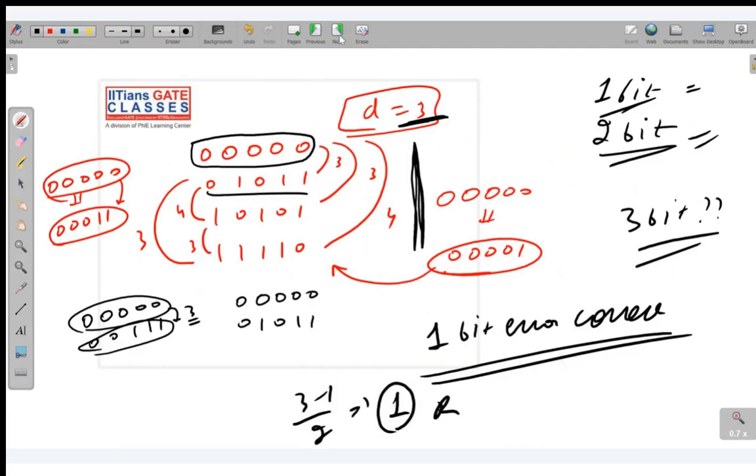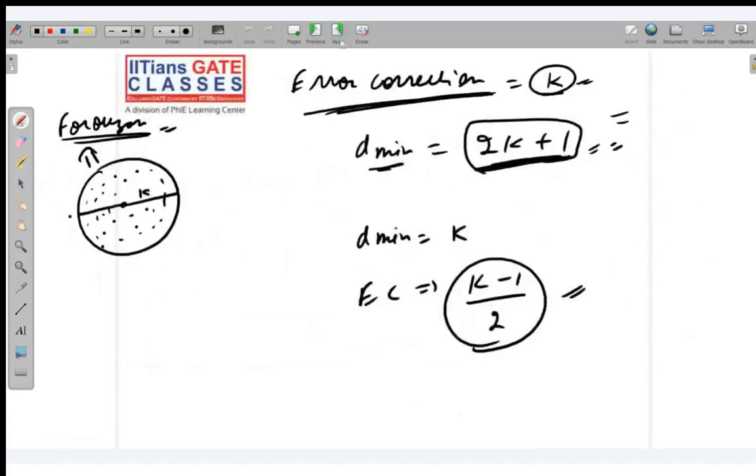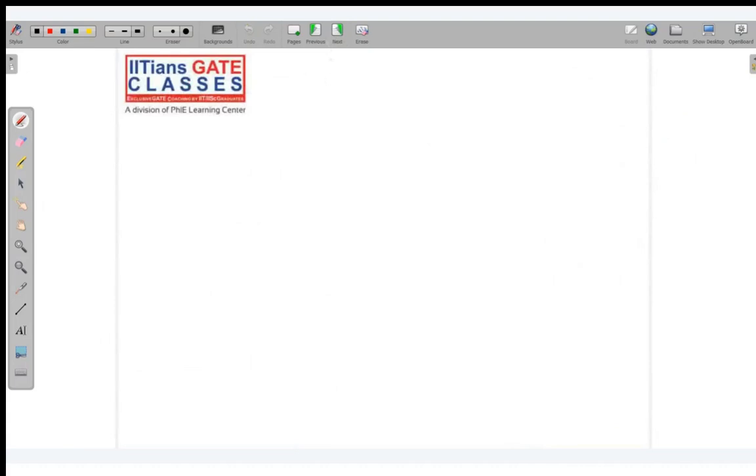Yeah, so that's it. This is all about detection and correction, and now we are going to start linear block codes. Actually, we are still in error detection and correction. We have to study now the techniques. Formally, we will study the techniques. I have just given you the idea. Now we are going to study the techniques.